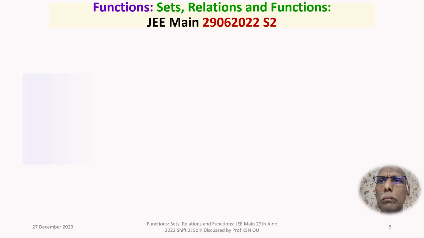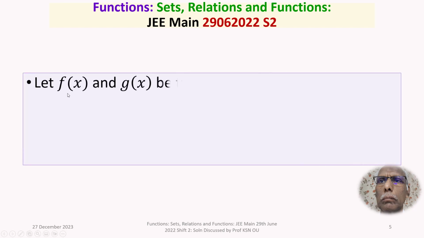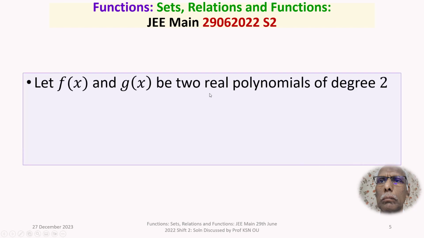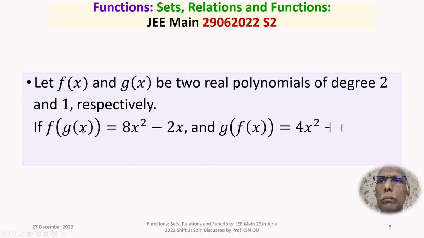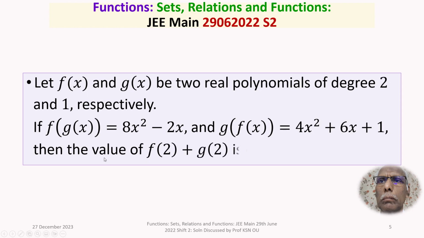The given question is, let f of x and g of x be two real polynomials of degree 2 and 1 respectively. If f of g of x is equal to 8x square minus 2x and g of f of x is equal to 4x square plus 6x plus 1, then the value of f of 2 plus g of 2 is equal to, it's a numerical type question.